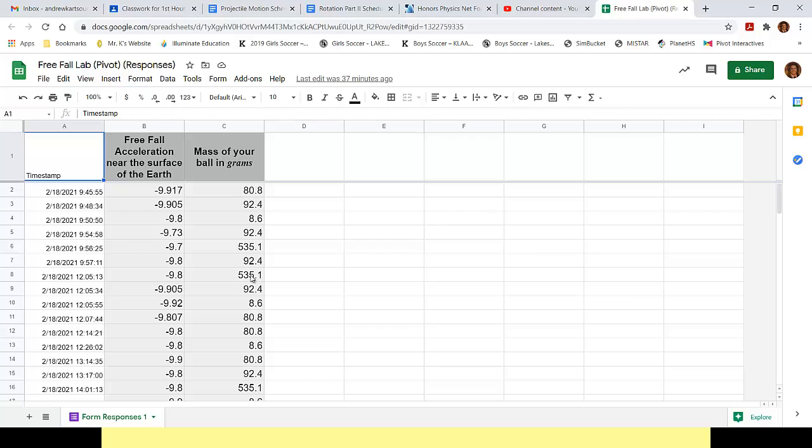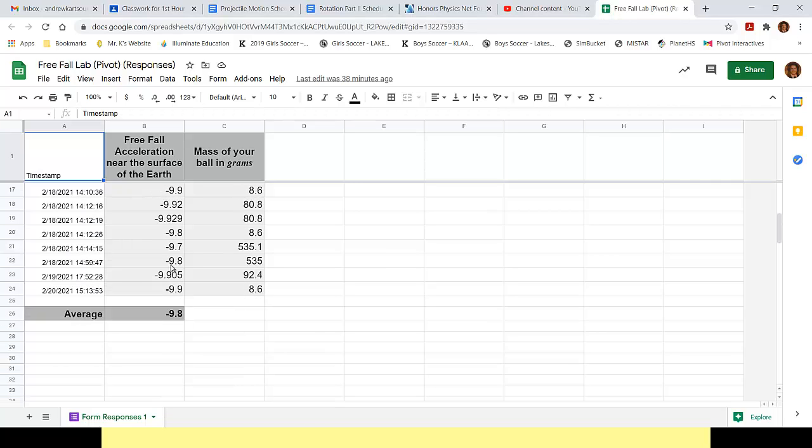This is 50, 60 times as big. 50 times as big as this. And it still gave you the exact same value. Sure, this one, 535, was 9.7. But this one was 9.8, and this one was 9.8, and it averaged out to 9.8. In other words, we are at a big multiple here of a big range of masses, and yet they all seem to have the same acceleration.